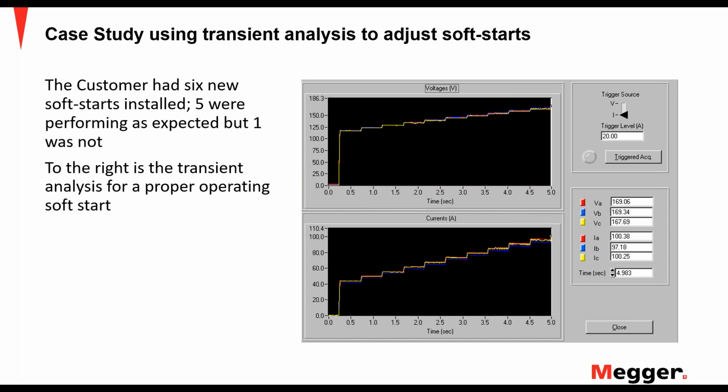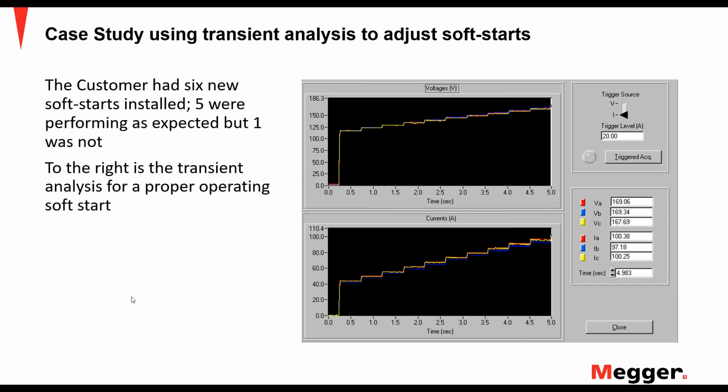So here we have a case study. The customer had 6 new soft starts installed. 5 were performing as expected, but 1 was not. What we see here on the right is the soft start working well. We see our current come up gradually as we step up the voltage to ensure a softer start, so we're not getting that high inrush current.